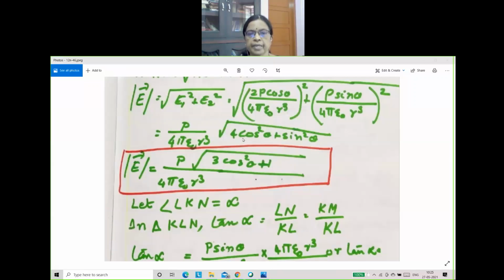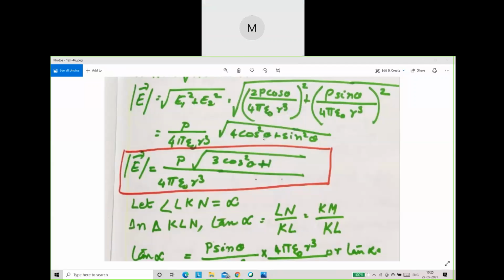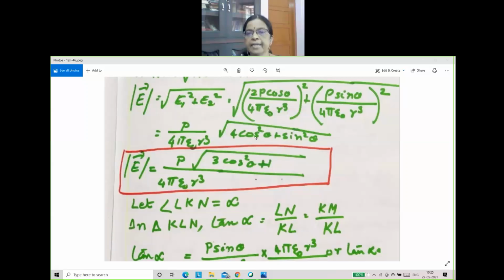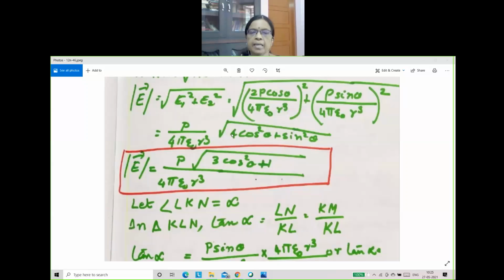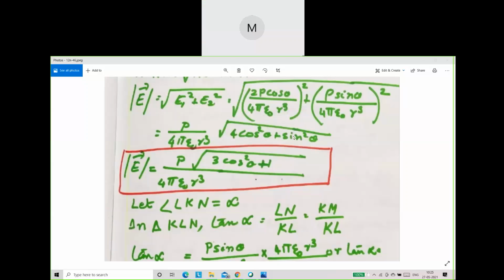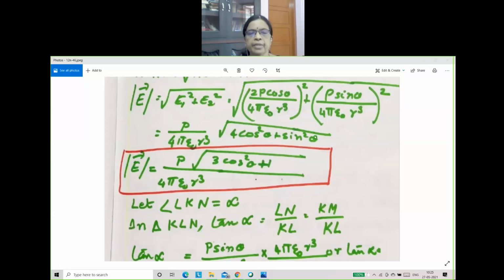That is what I told you. You split this into 2 parts: 3 cos square theta plus cos square theta, like that. First, okay? Then that plus cos square theta is added with this. So what does it become, Marnisa? 1. So that is written here. Clear?